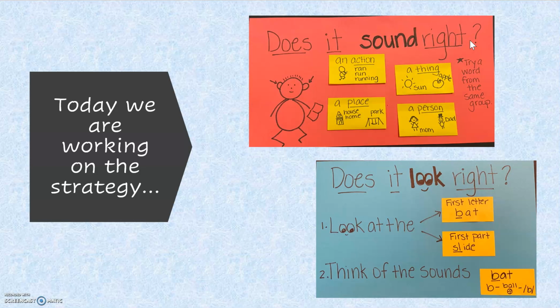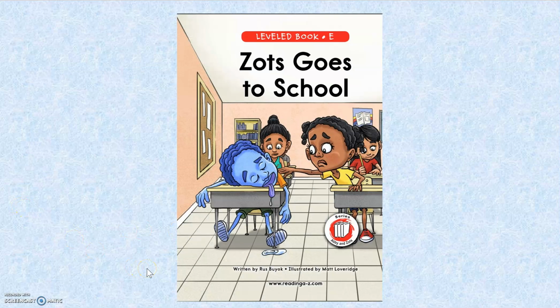sound right. For example, would I say, I ran to the apple? That wouldn't make sense because in that sentence, I would need a place word. When we do this strategy, we also have to consider doing this strategy. Does it look right? We have to look at the letters and think of the sounds that it makes. Okay, let's give it a try. We are going to revisit the book, Zots Goes to School.